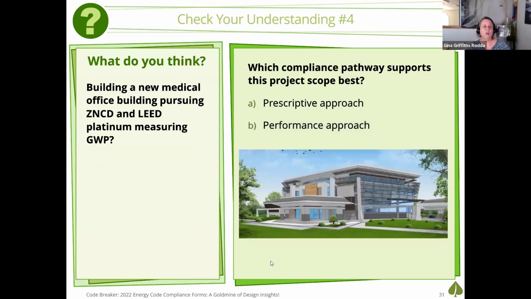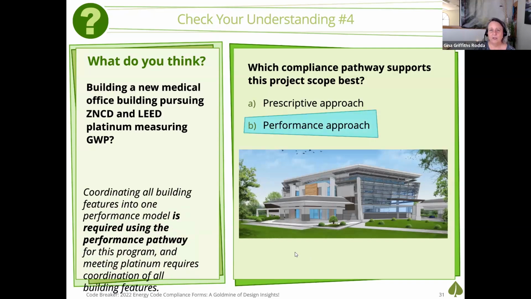You're building a new medical office building that's pursuing zero net carbon design, so you need to measure that carbon. And LEED Platinum measuring global warming potential. What compliance pathway? It's the only compliance pathway for you for this type of project. Paul has answered quickly that it's performance, and the rest of you now are going there too.